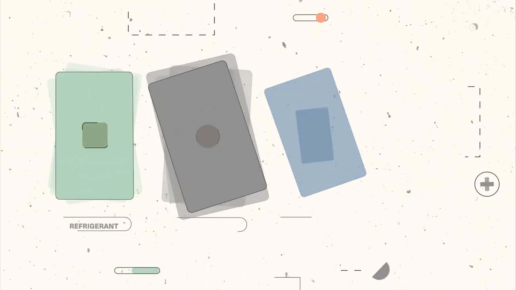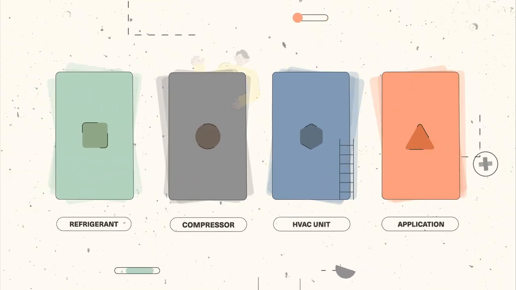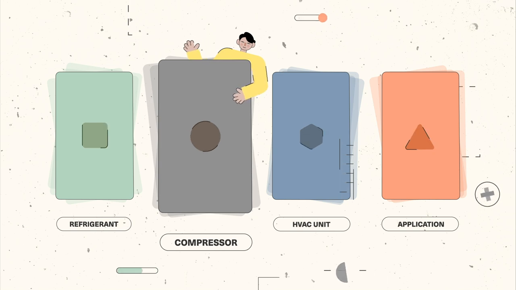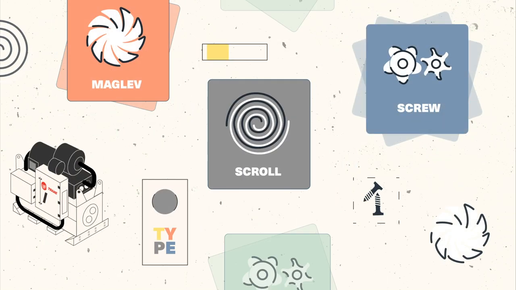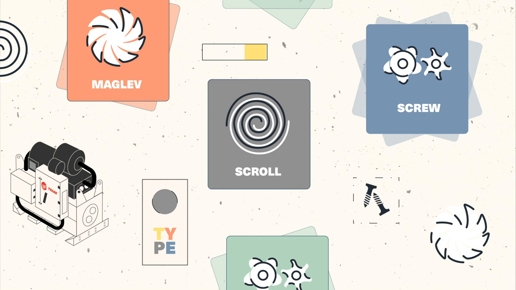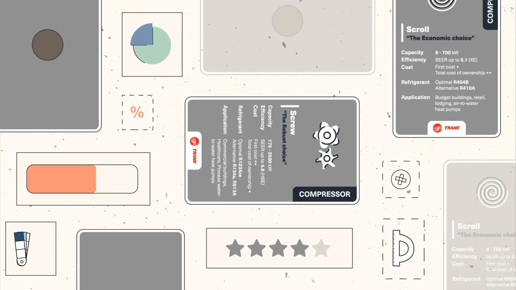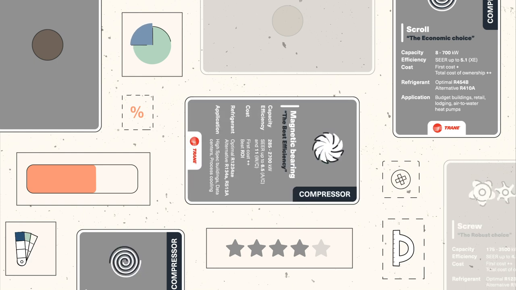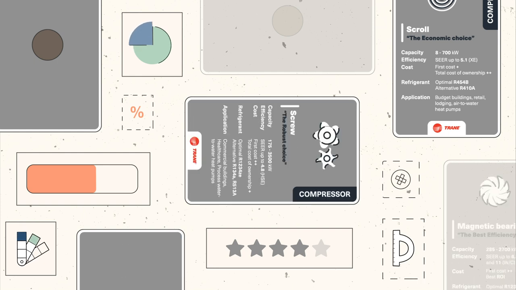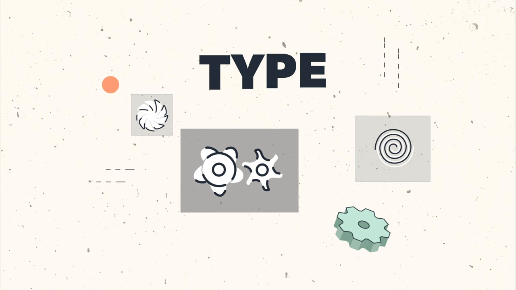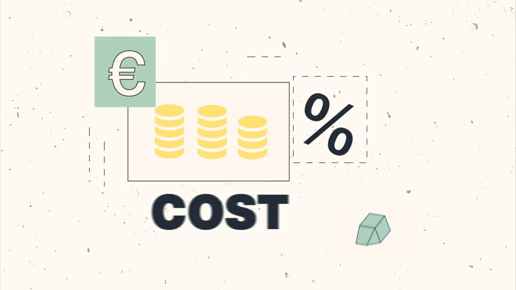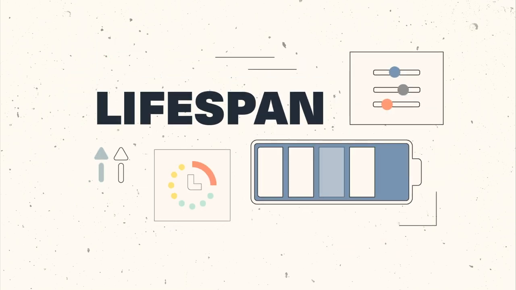The compressor is the heart of the HVAC system, responsible for compressing the refrigerant and moving it through the system. You can have several types of compressors in your deck, including scroll, screw, maglev, and centrifugal compressors. Each has its own advantages and disadvantages, so it's important to choose the right type for your specific needs. The type of compressor you choose can have a big impact on the system's cost, efficiency, and lifespan.